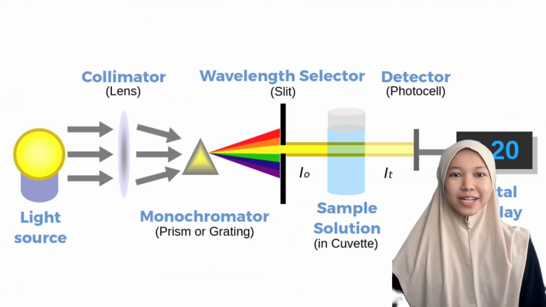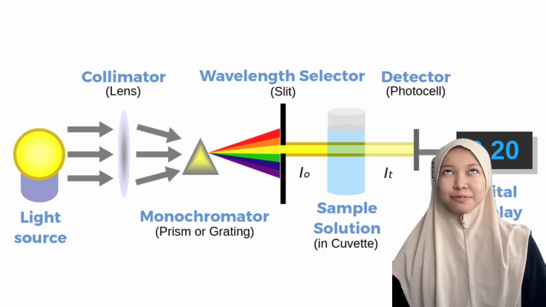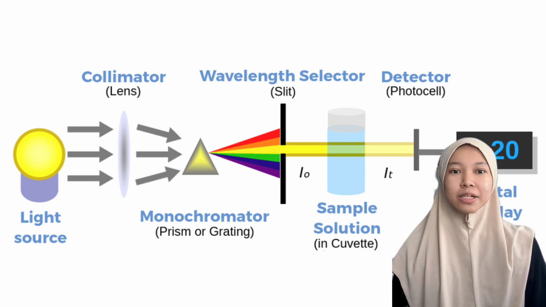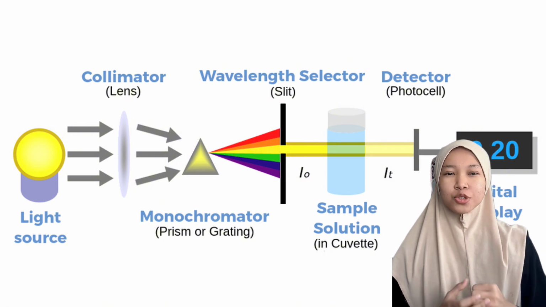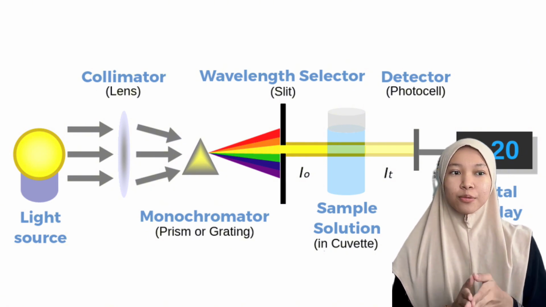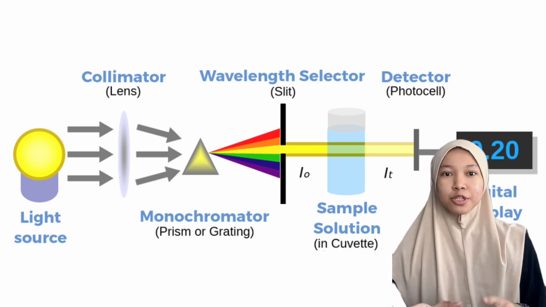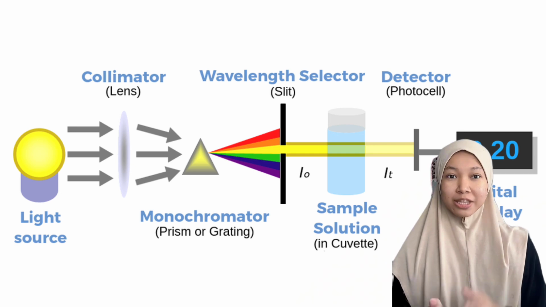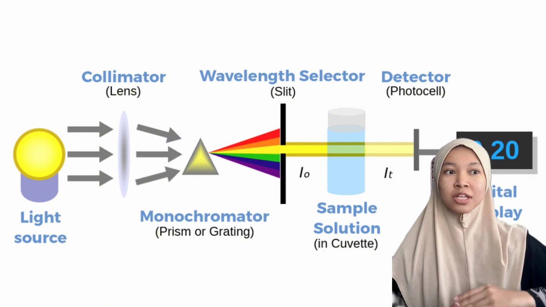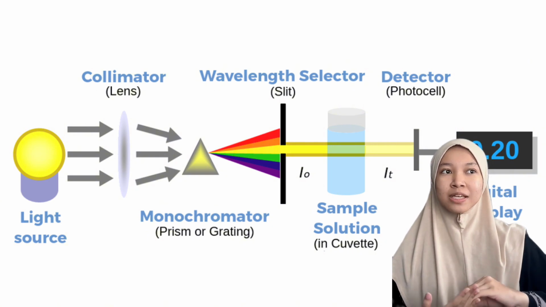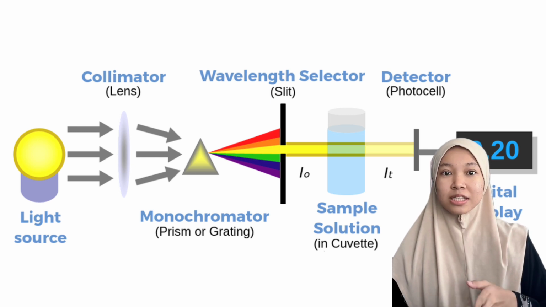Hi, my name is Nur Nadira binti Abdullah and I'll be explaining about the principle of spectrophotometry. So the principle is when a light source shines a light through a slit, it will go through a prism and it will produce a lot of rays with different wavelengths. Thus, there is a detector that will choose which wavelength to be shone into the sample.